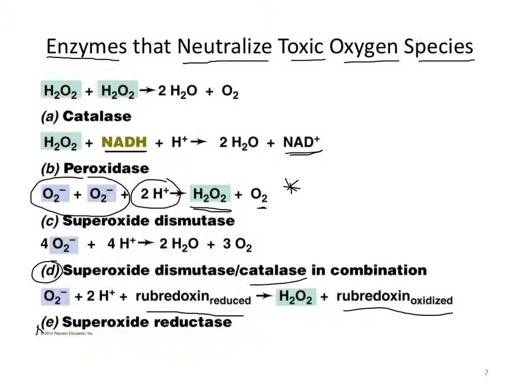If you don't have one or more of these enzymes, then you cannot grow using oxygen and you cannot grow in the presence of oxygen. And so the presence or absence of these enzymes is really key in determining how organisms grow, what their pattern of growth will be in response to oxygen levels in the environment.